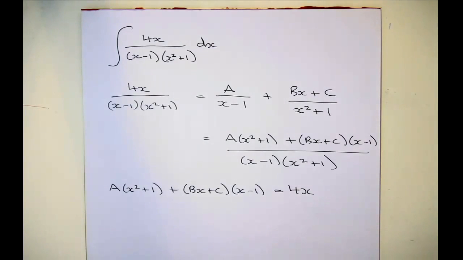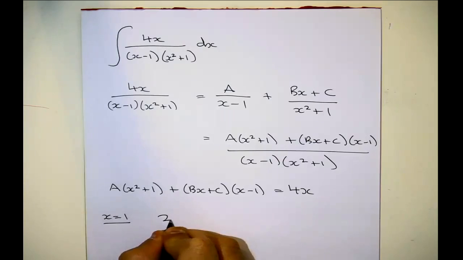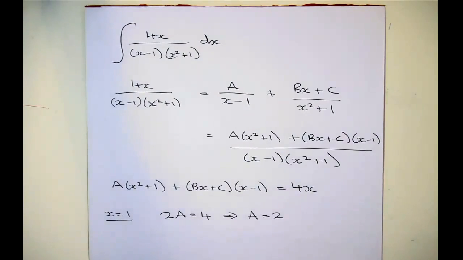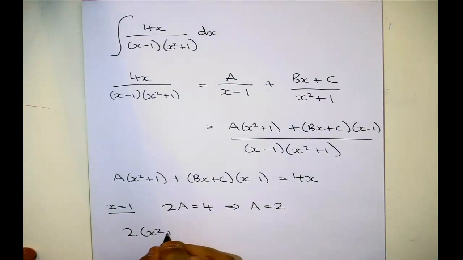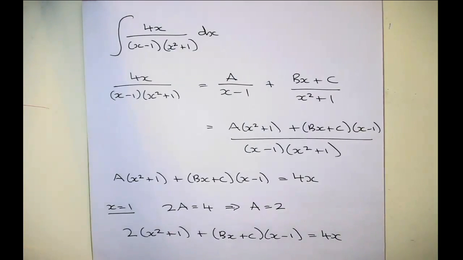What could I substitute in to get A quickly? Well, if I plug in x equals 1, I've got A, haven't I? Done. Because that'll annihilate the second term. So A's got to be 2. Has to be. Let's now rewrite this with what I know. One down, 2 to go.